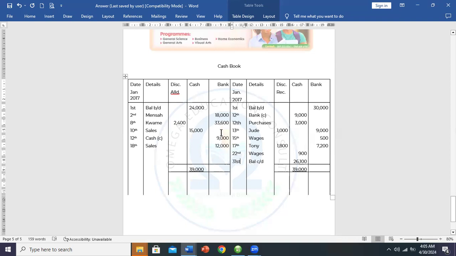For the bank account, debit side, we have 18,000 plus 33,600 plus 9,000 plus 12,000. That's 72,600. When you compare to this side, I think this side is bigger, 72,600. So we use that as the total. Then we less 30,000 minus 9,000 minus 500 minus 7,200. That's 25,000.